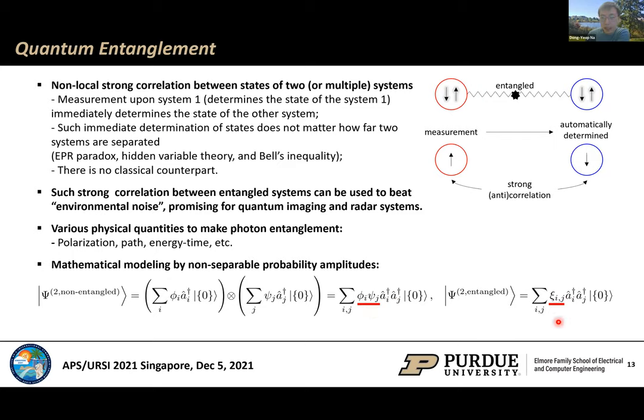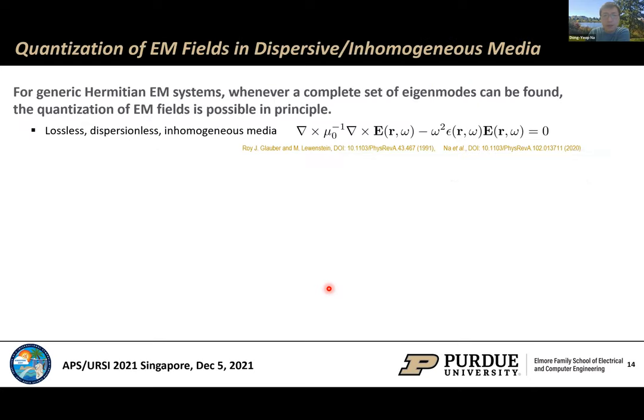But in the entangled case, the probability amplitude cannot be separated. So that's the way of mathematical modeling of entangled photons. Then let's move on to the quantization of the EM field in dispersive and inhomogeneous media.